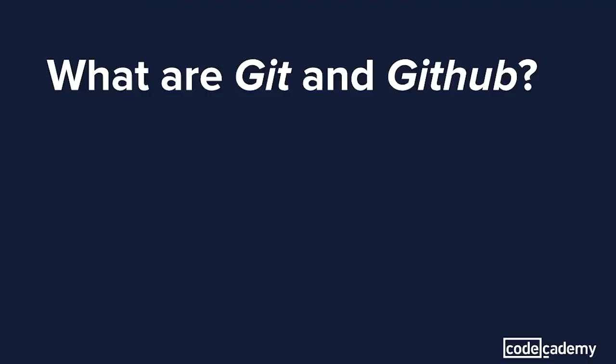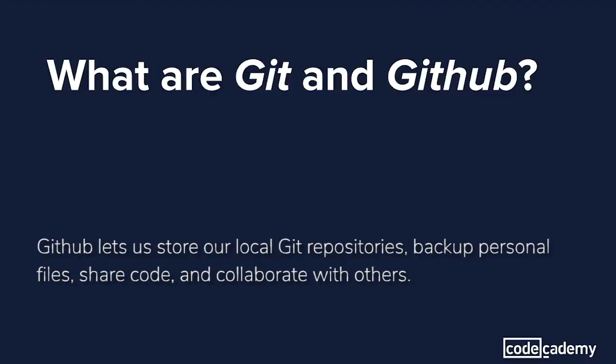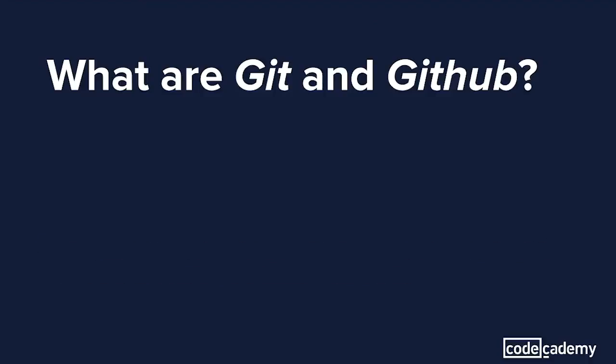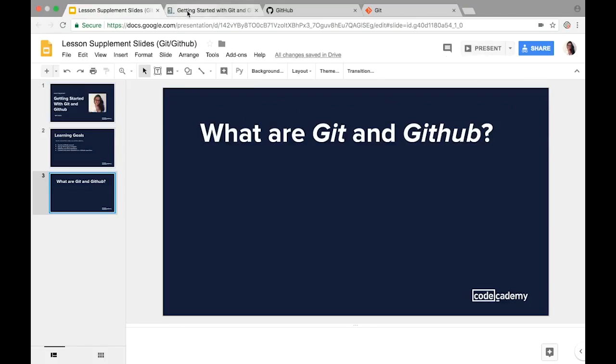We use GitHub to host these versions of code with something called a Git repository. GitHub allows us to store our local Git repositories, back up personal files, share code, and collaborate with others. Now let's pull up our article and get started.